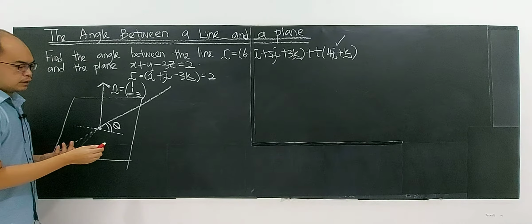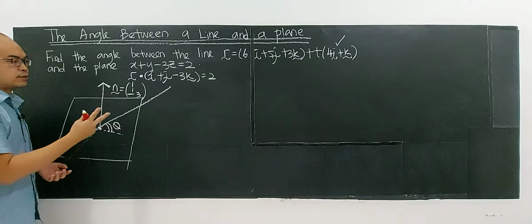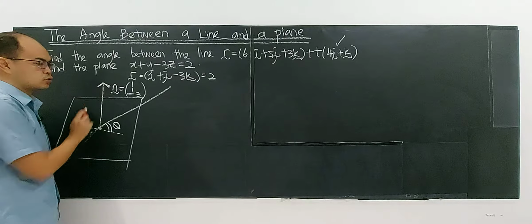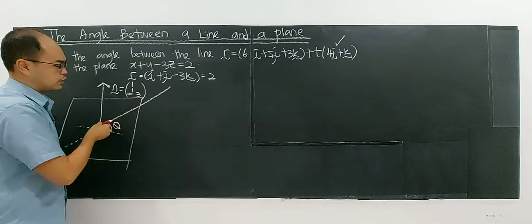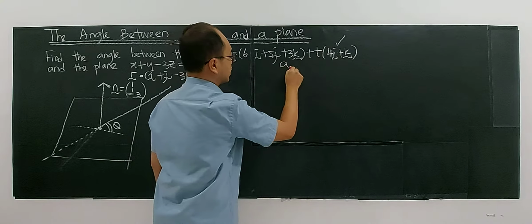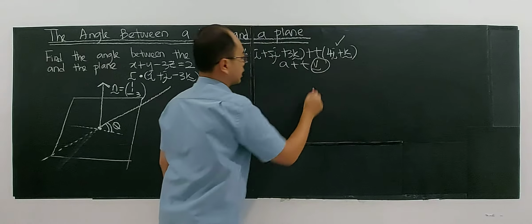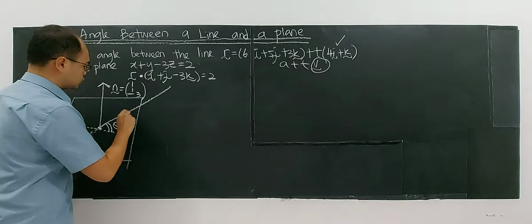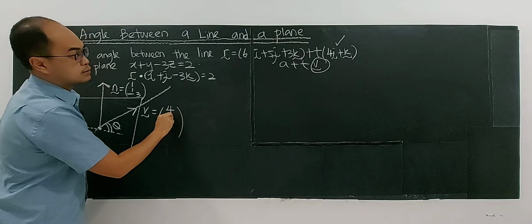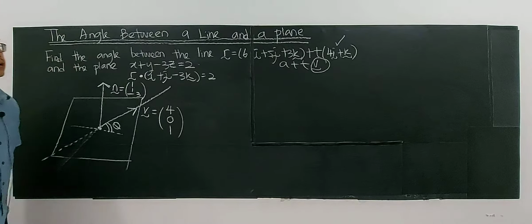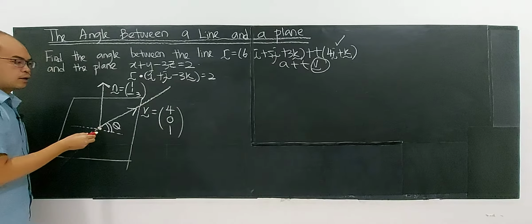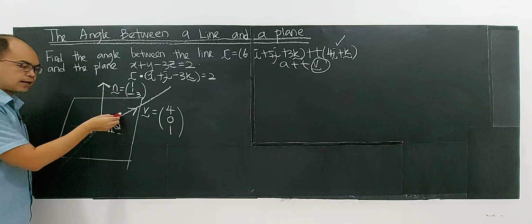We know that we need two direction vectors. We have the normal vector, which is the direction of the normal, and we also have the direction of this line. The direction of this line we can get from here: a plus tv, and v will be your direction vector. The direction will be given as 4i, 0j, 1k. So with the normal vector and the direction vector of the line, we can find the angle between the line and the plane.